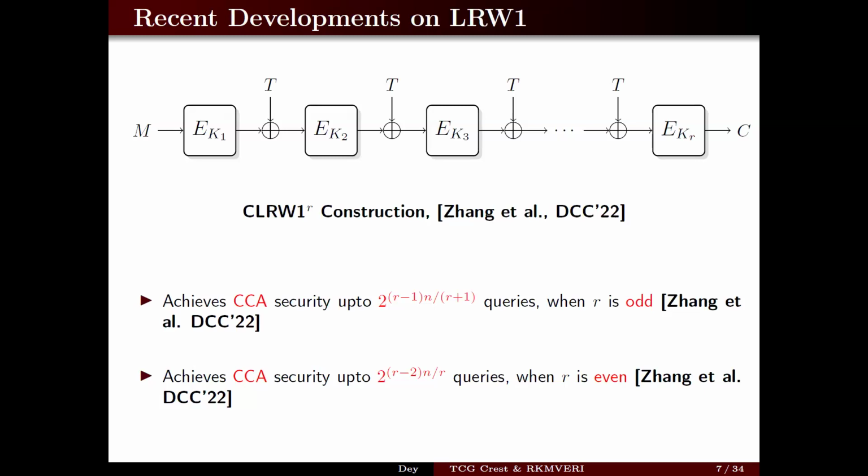Additionally, in DCC 2022, Zhang et al. have extended the cascading LRW1 to R rounds, which is CLRW1R, and that achieves CCA security for a different number of queries depending on whether R is odd or R is even. So it achieves security up to 2^((R-1)n/(R+1)) queries when R is odd, and 2^((R-2)n/R) queries when R is even.